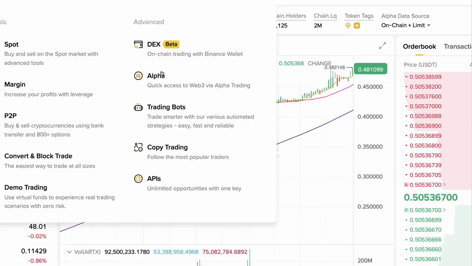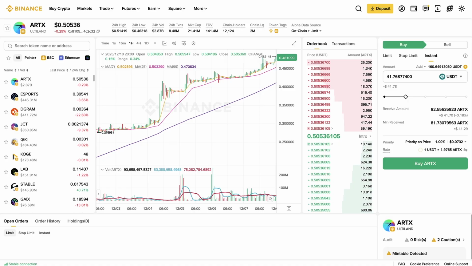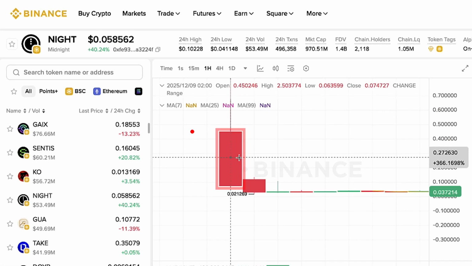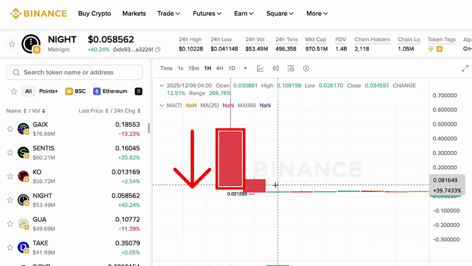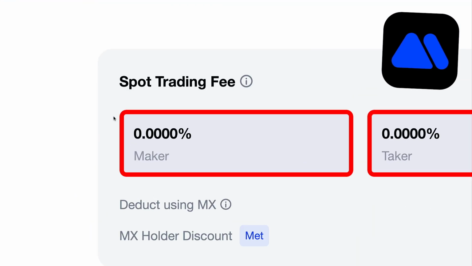Now you will learn what is Binance Alpha and how to trade on it. How does it compare to Binance Spot and futures? What are the risks of using Binance Alpha and alternative platforms with lower trading fees?